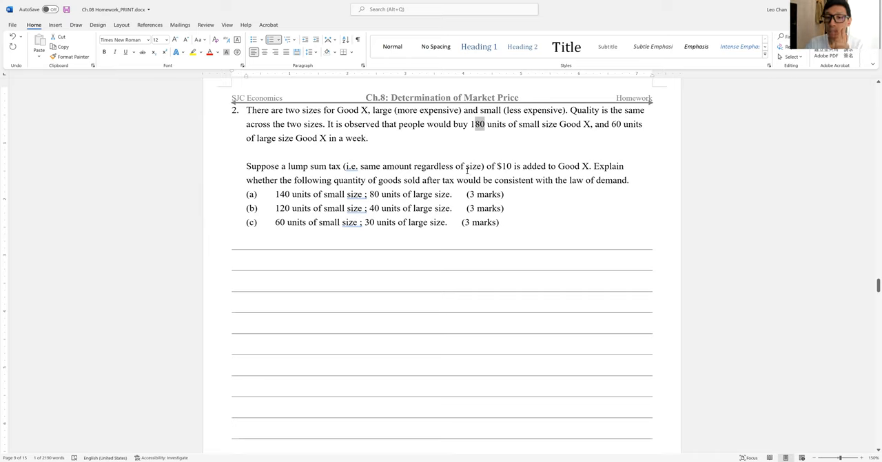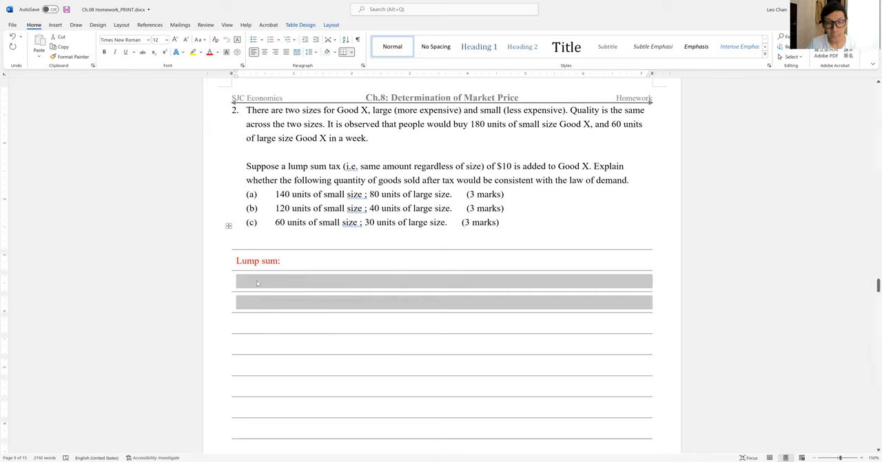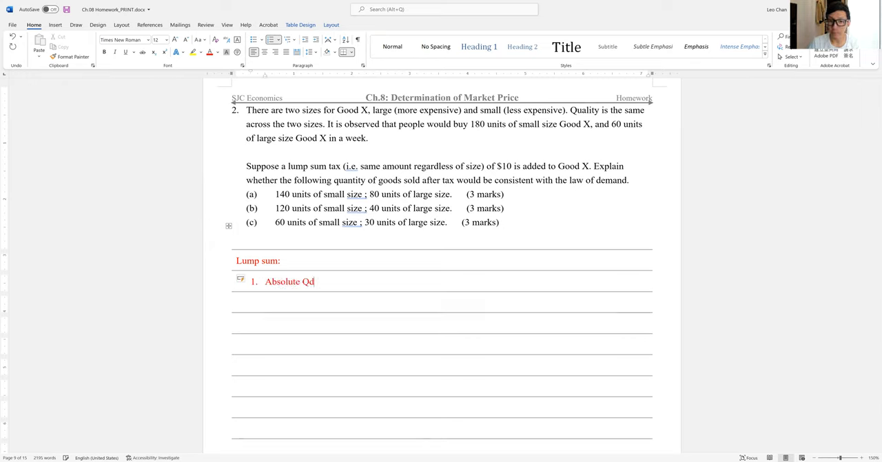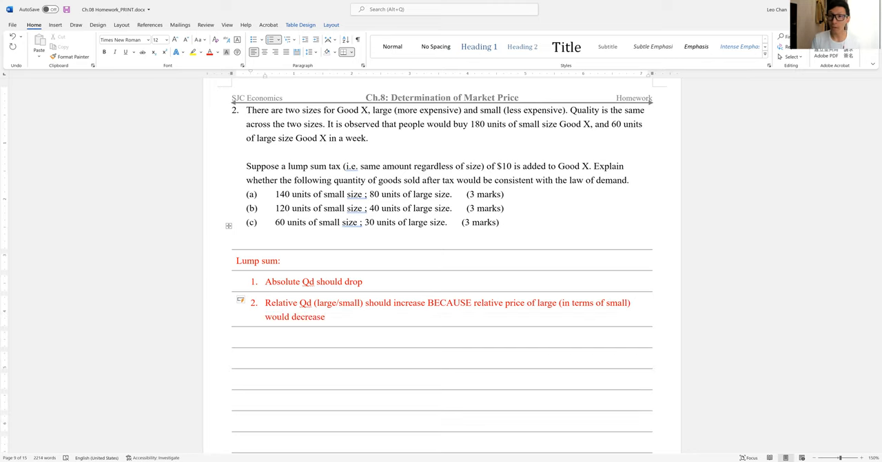好啦,跟住話啦, a lump sum tax of $10, 記住啦,我哋成日都講啦, with a lump sum, there are two conclusions. Conclusion number one, the absolute QD should drop according to the law of demand. 是吧? 首先他要買少了先。Second, we know that the relative QD of large size versus small size should increase because the relative price of large size goods, in terms of small size goods, would decrease. Okay, 是兩個都要 check.